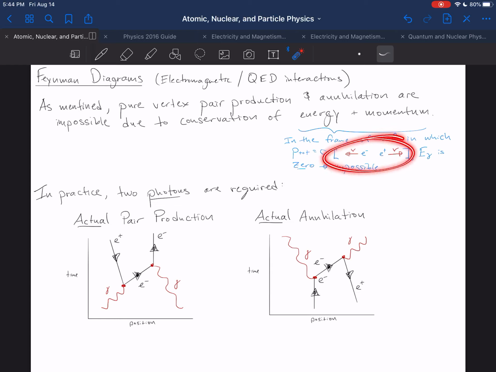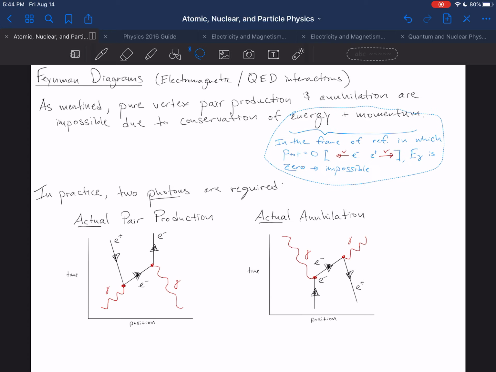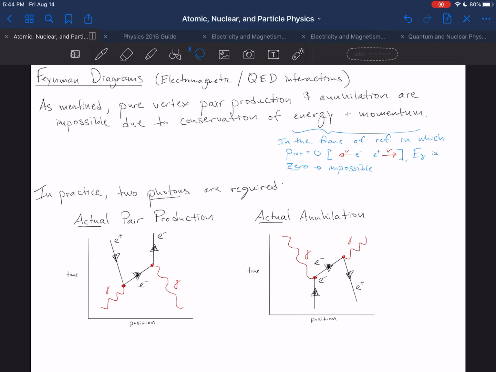Well, in that case, the total momentum of this system is zero, and as a result, the energy of the photon would have had to have been zero, which is impossible. So in order to conserve energy and momentum, you would need a second photon. Of note is that in higher level, we discuss why the photon can carry momentum.